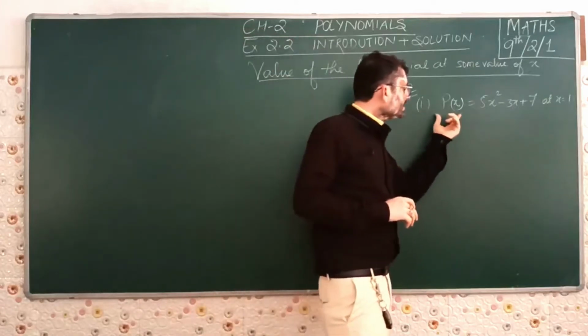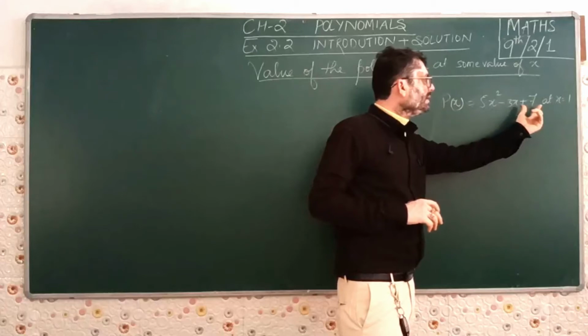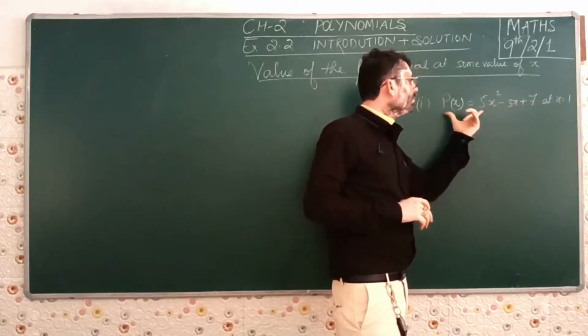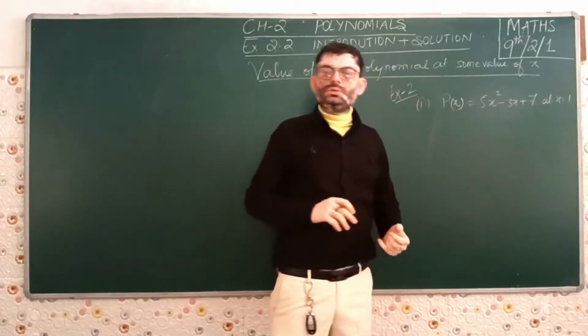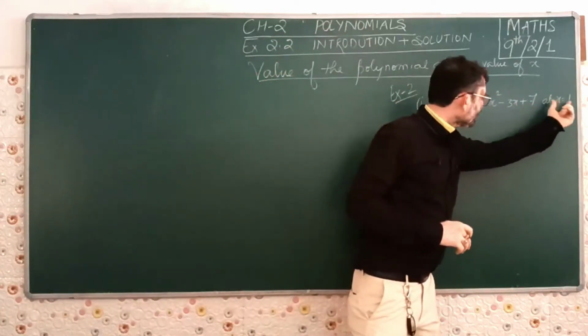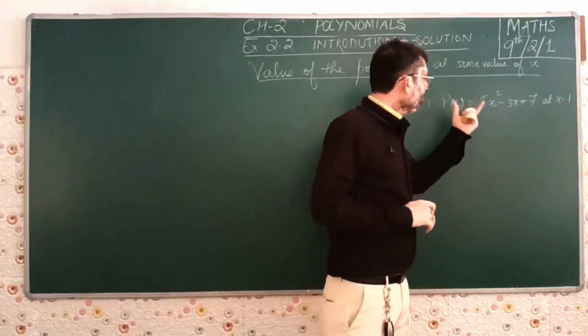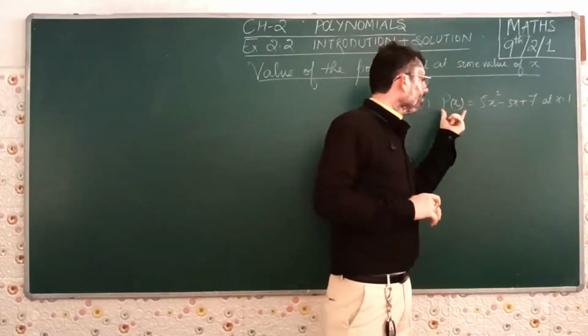That p of x is equal to 5x square minus 3x plus 7, and we need to find the value of the polynomial at x equals 1. That means substituting this value of x everywhere wherever we see x in the polynomial, we will be getting the value of this p of x.